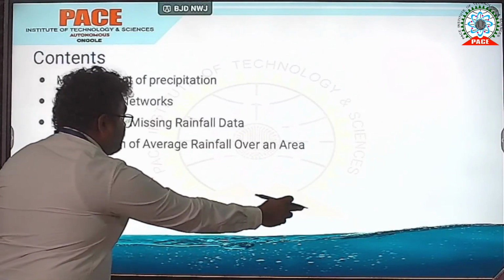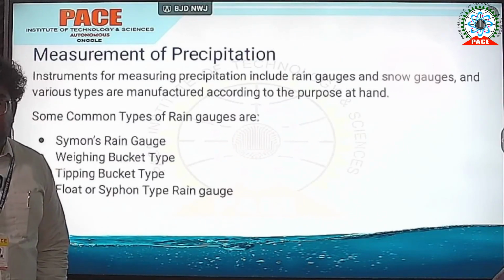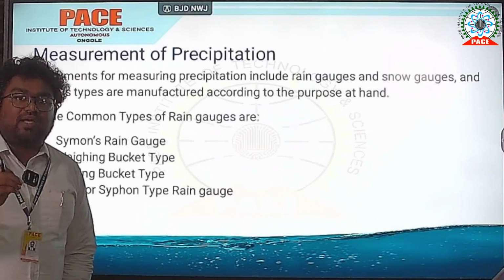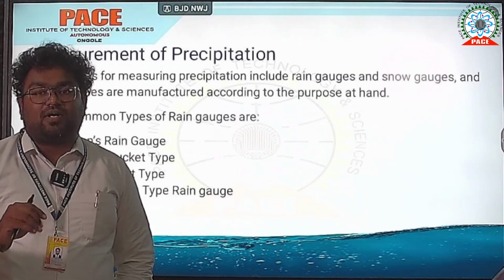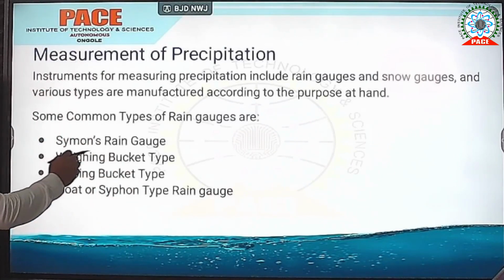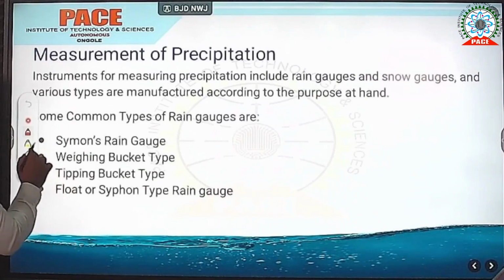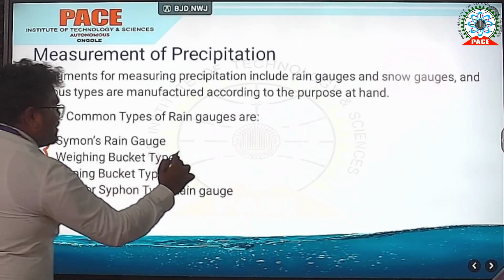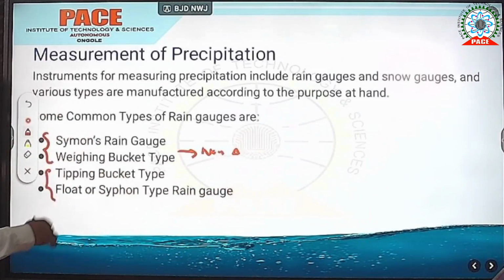The measurement of precipitation is done by using rain gauges. Commonly in India, the IMD, the Indian Meteorological Department, suggests four types of rain gauges, based on the area requirements and the lay of that particular area. The first one is Simon's rain gauge, the second is the weighing bucket, the third is the tipping bucket, and the fourth is the float or siphon type rain gauge. We commonly call the first two non-automatic, and the last two automatic types of rain gauges.